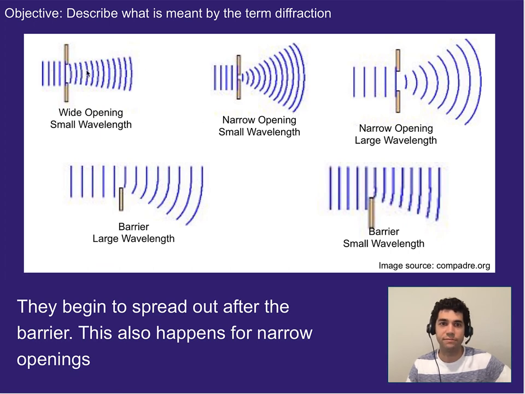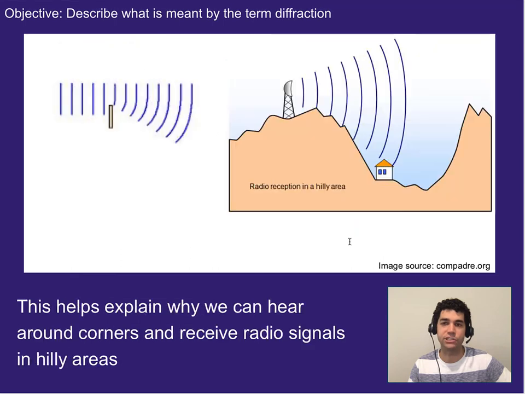So here we've got different waves going through different types of openings, and we can see how they would spread out. If they go through a wide opening and it's a small wavelength, we see them spread out a little bit. But if it's a narrow opening with a small wavelength, they'll spread out more. So the narrower the opening, the more it begins to spread out again compared to the wavelength itself. Or if we had a wide opening with a large wavelength, we would again see it spread out. Here we can see it going around a barrier, where we see the effect more with larger wavelengths than we do with smaller wavelengths. So this is again called diffraction.